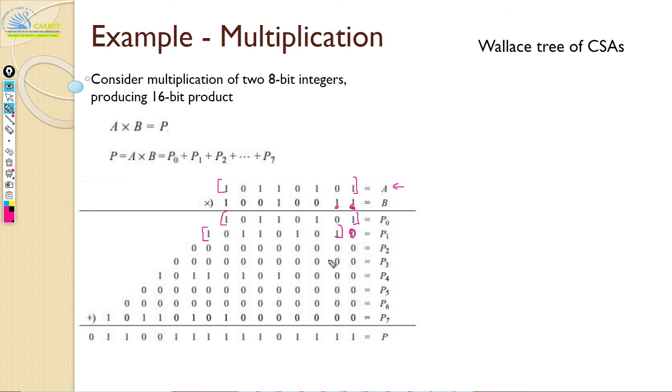Now in the second step, you insert two zeros, and if the multiplier bit is 0, you just insert 0 here, because 0 multiplied by any number is 0. Then you insert 3 zeros and do the same, then 4 zeros and do the same, then 5 zeros, 6 zeros, and then 7 zeros, and you do the same.